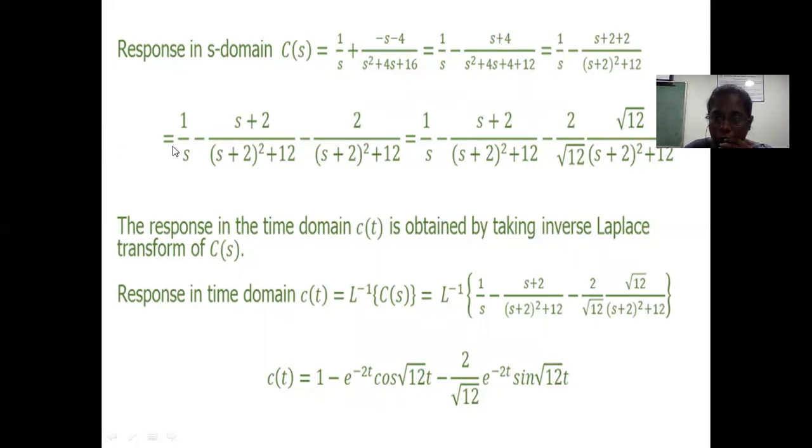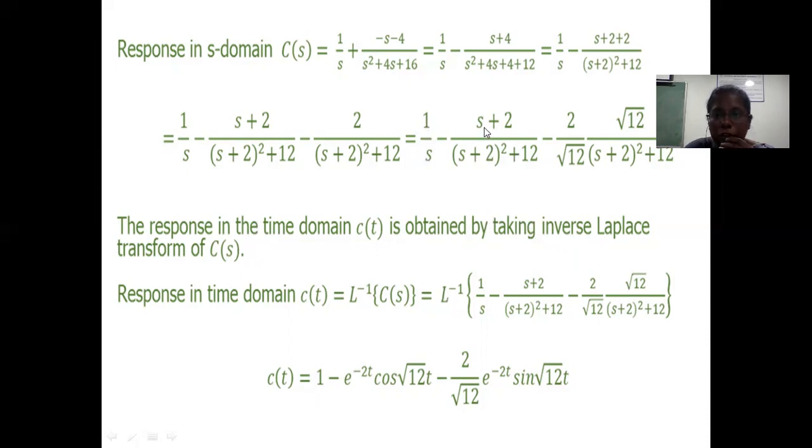In order to get c of t, what do we have to do? We have to take inverse Laplace transform, right? We have C of s, and we want to get c of t, moving from frequency domain to time domain. So we have to take inverse Laplace transform. The inverse Laplace transform of 1 by s is 1.